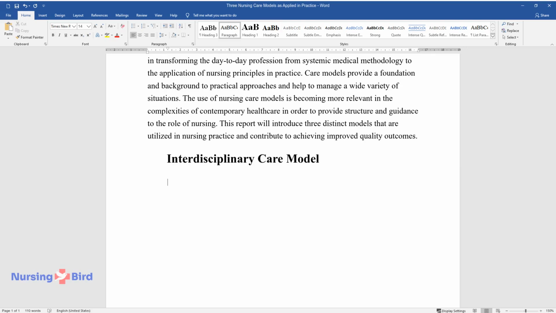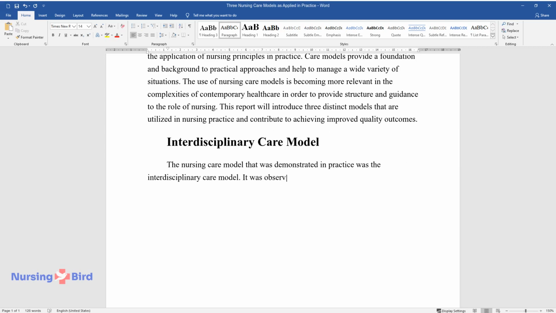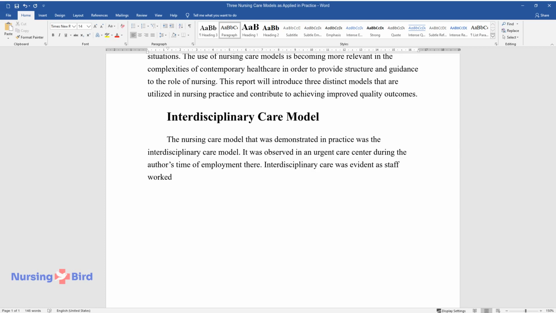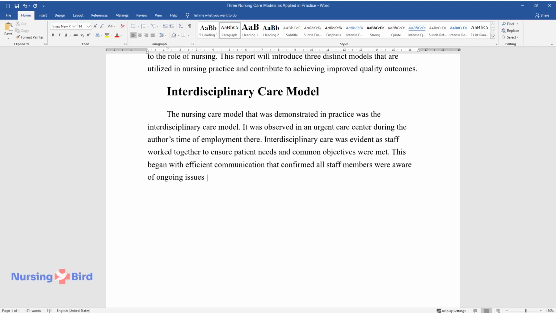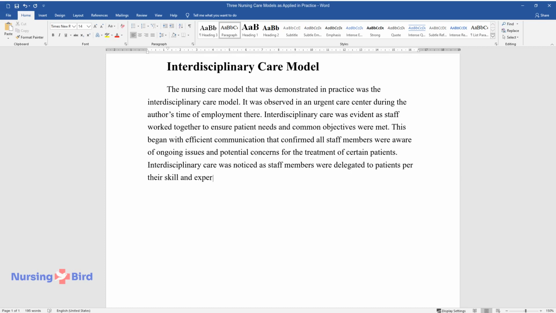Interdisciplinary Care Model. The nursing care model that was demonstrated in practice was the interdisciplinary care model. It was observed in an urgent care center during the author's time of employment there. Interdisciplinary care was evident as staff worked together to ensure patient needs and common objectives were met. This began with efficient communication that confirmed all staff members were aware of ongoing issues and potential concerns for the treatment of certain patients. Interdisciplinary care was noticed as staff members were delegated to patients per their skill and expertise.